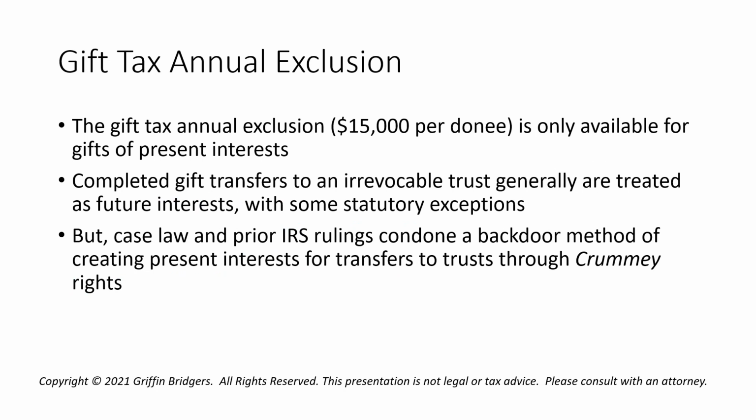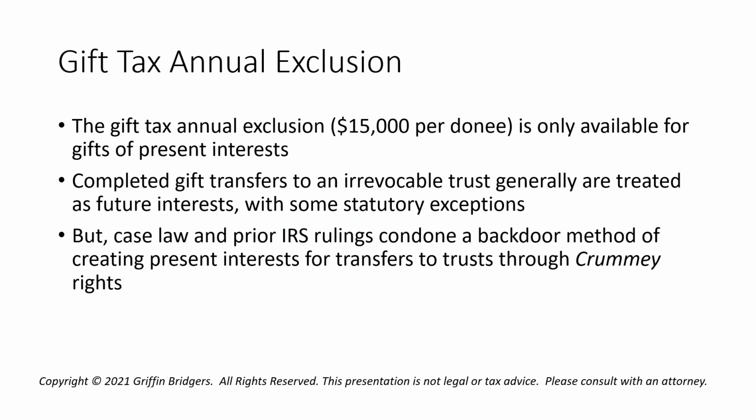Anybody who makes a gift, called a donor, has a gift tax annual exclusion of $15,000 per recipient, or per donee. But there's a catch. That doesn't apply to every gift. That annual exclusion only applies to gifts of present interests, which is a loose term, and instead of defining it, we're going to look at it in the context of a transfer to an irrevocable trust. A completed gift transfer to an irrevocable trust generally is treated as a future interest and wouldn't qualify for this $15,000 gift tax annual exclusion.